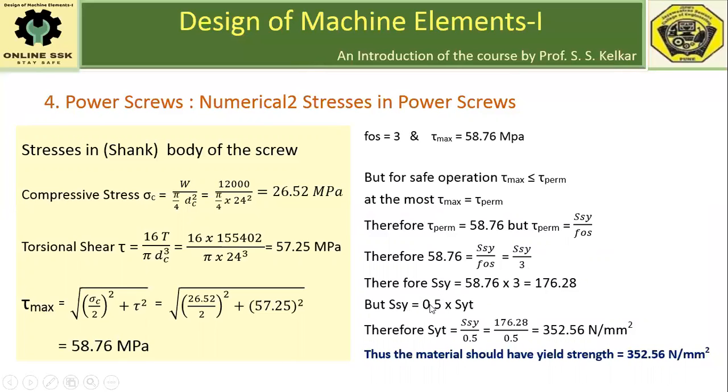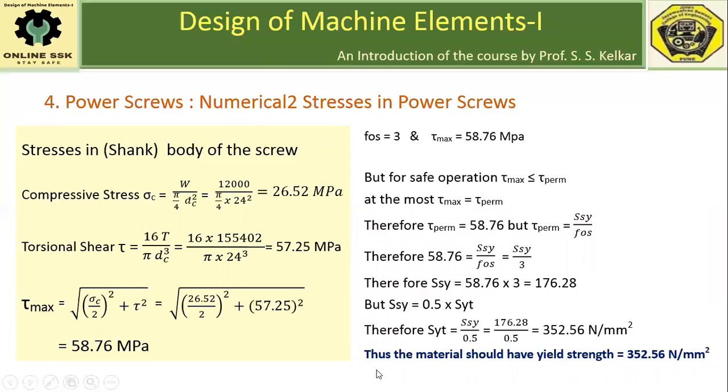But SSY is equal to 0.5 times SYT. So SYT is equal to SSY upon 0.5. SYT is equal to SSY, 176.28 divided by 0.5. So therefore SYT, yield stress, yield point tensile stress or yield strength, will be equal to 352.56 Newton per millimeter square.